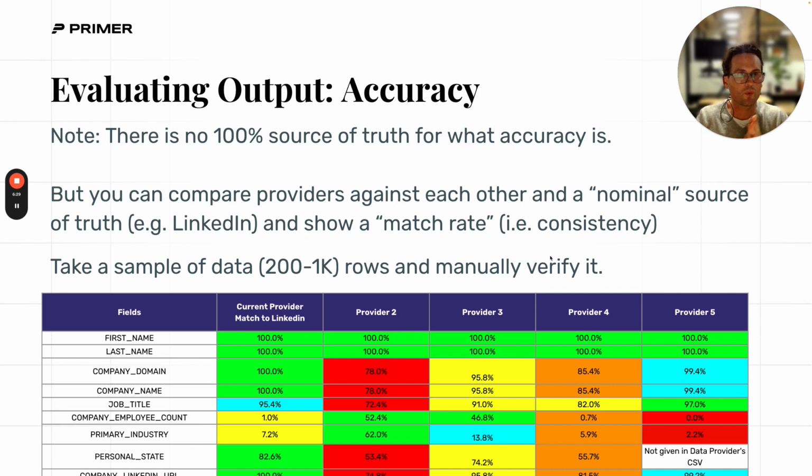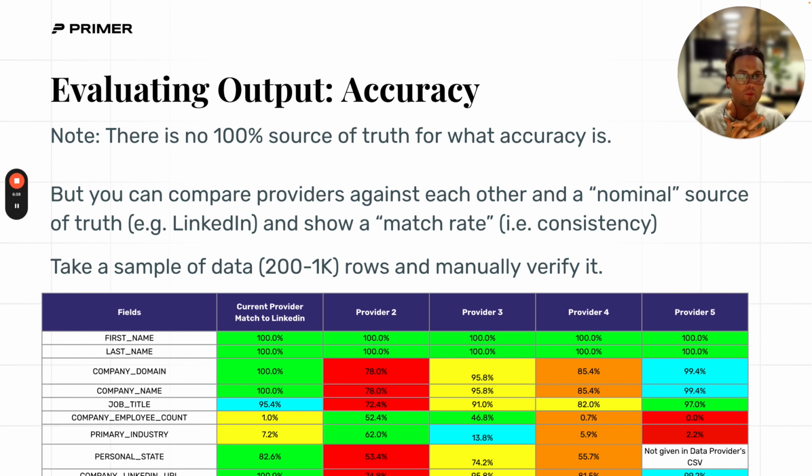Next up, we want to look at accuracy. There's no 100% source of truth for what accuracy is. I've talked about this before. I'll continue to talk about it ad nauseam. What is true is in the eye of the beholder. That being said, what is true to your salespeople is almost always going to be LinkedIn. Whether LinkedIn is actually true or not is more of a philosophical question.